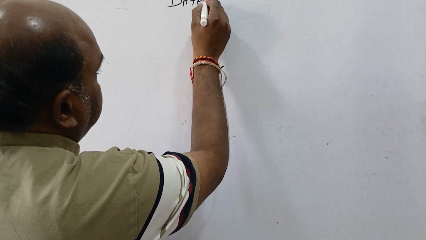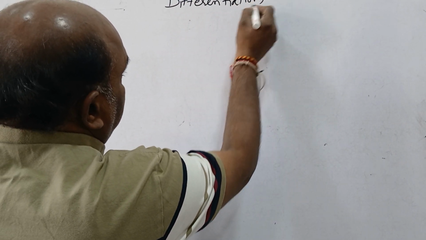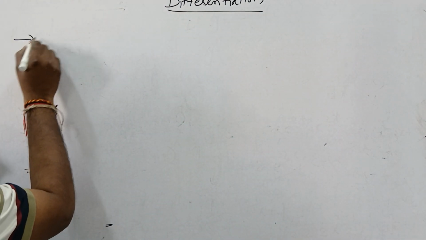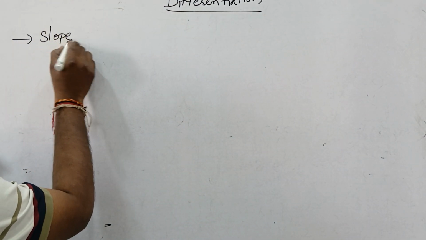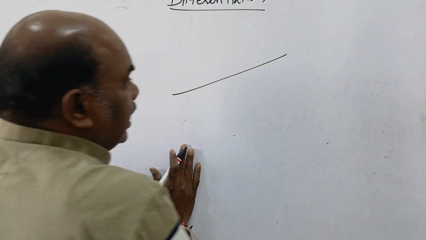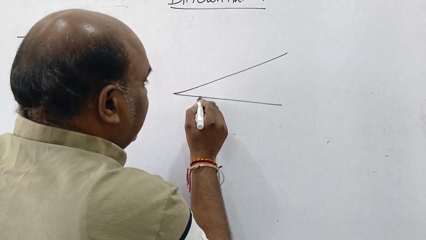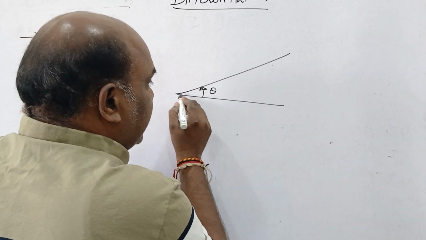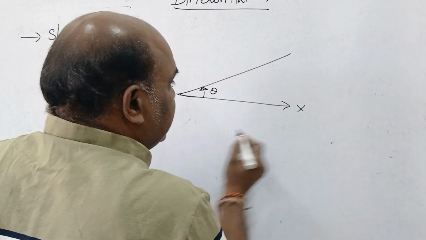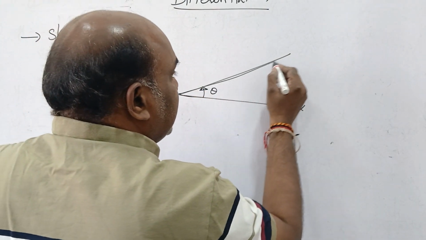Differentiation means what? Differentiation means slope. Slope means theta. For example, you saw an inclined plane. You are aware of an inclined plane. It is making a certain angle with the ground. Let us consider the ground as the positive x-axis. It is making theta angle in the anti-clockwise direction. This is the inclined plane.